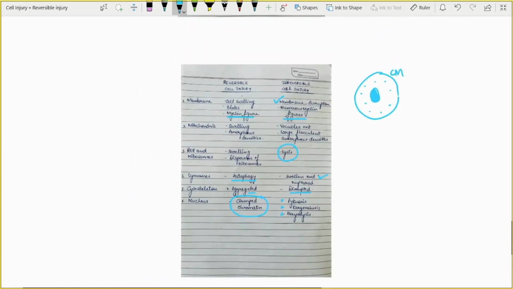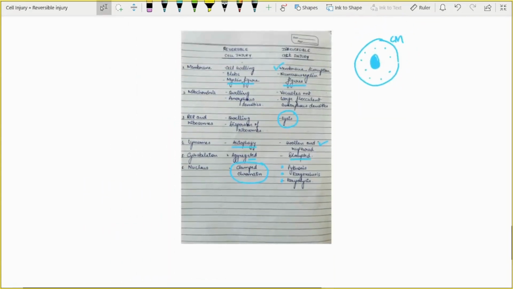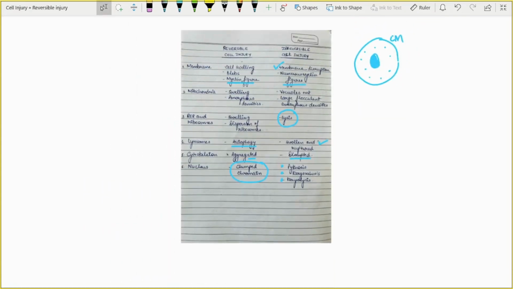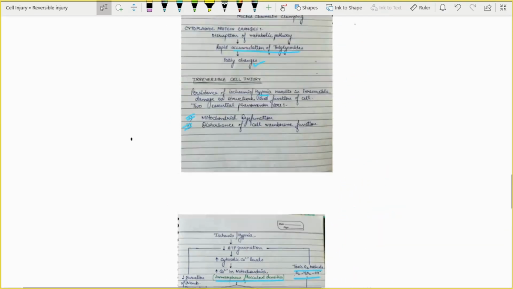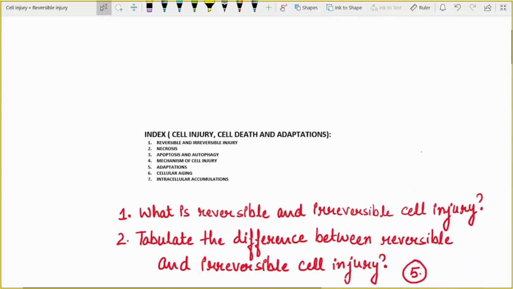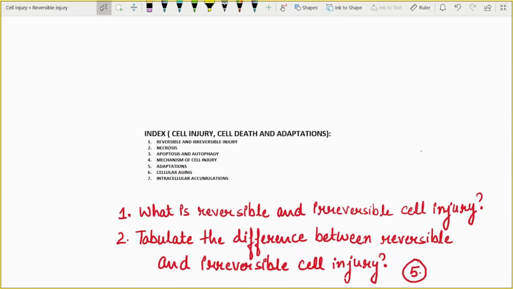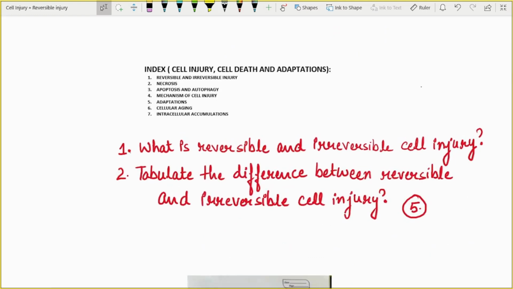So this is how we will write an answer for the question if a question is asked on reversible cell injury, irreversible cell injury, or they ask for a difference for us, or even they can directly ask us what is cell injury. This is how we will write the answer.